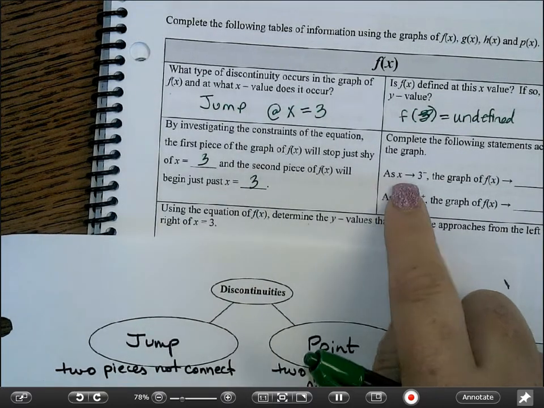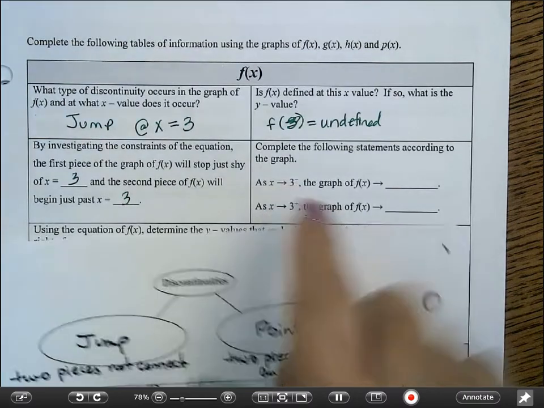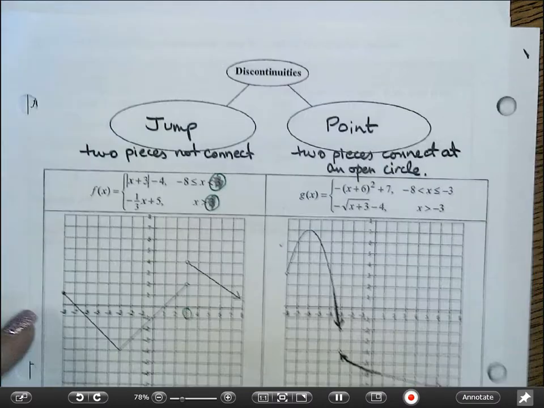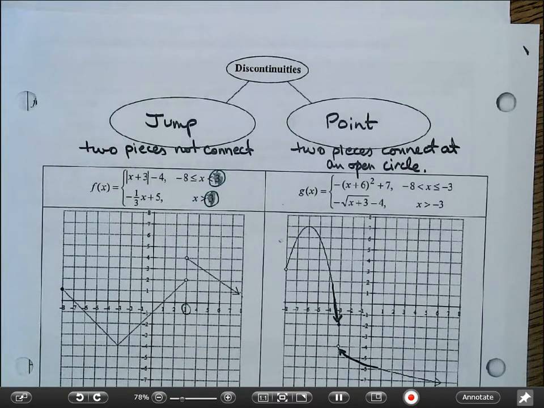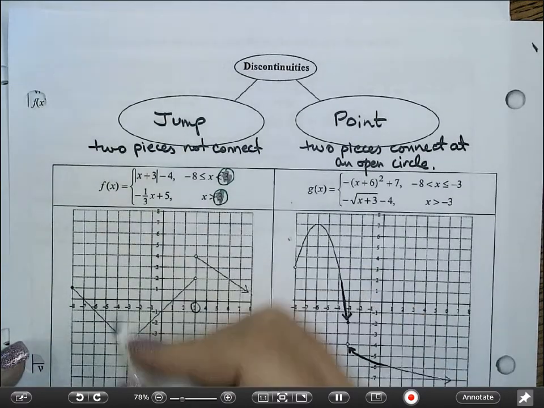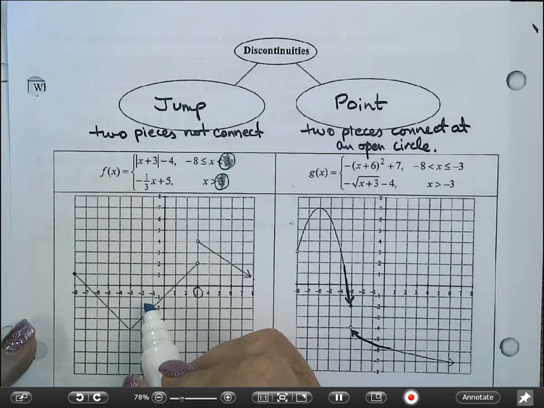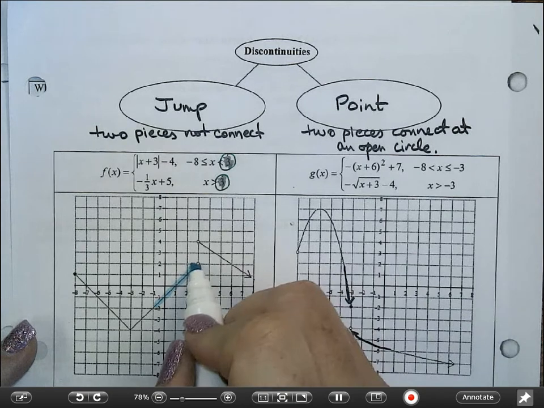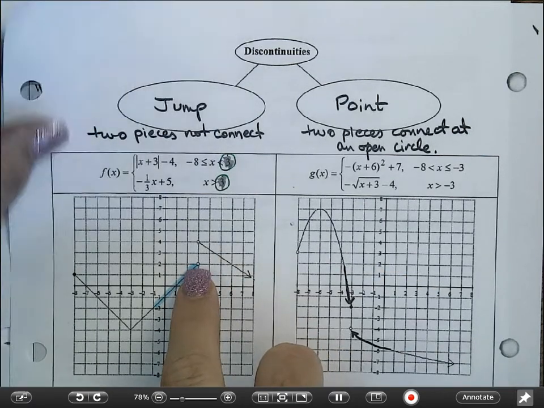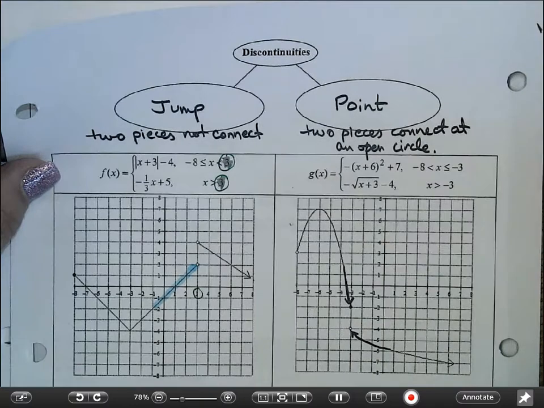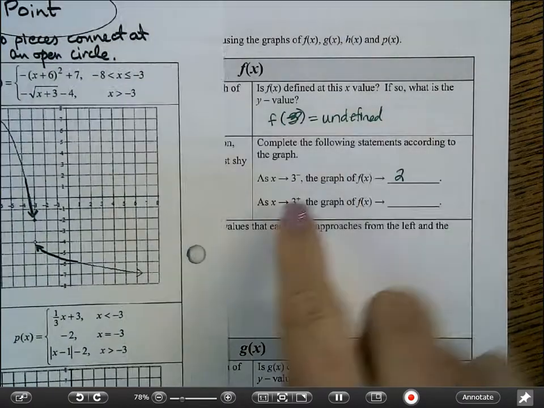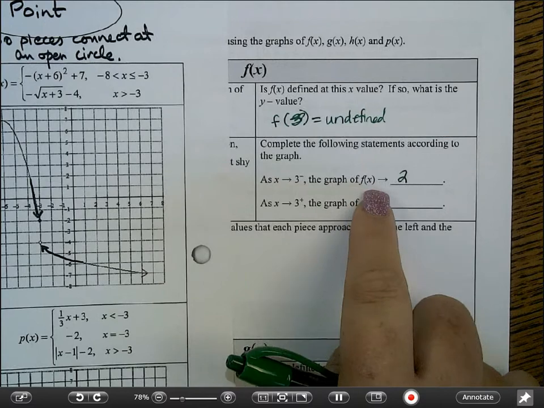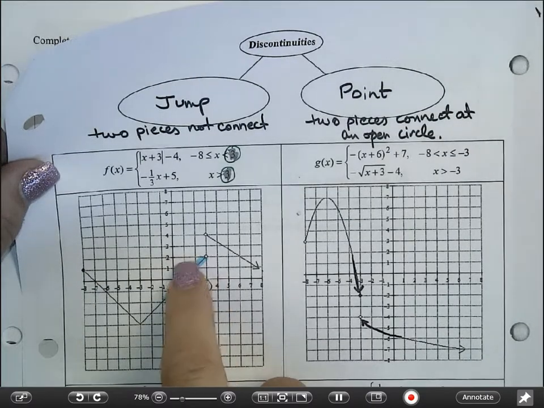Again, as x approaches 3 from the left. I want to be very clear when you're dealing with this. You are approaching from the left of 3. So you are on the left side of the 3 on the number line. So on the left side of 3, you are approaching a y value of 2. Approaching 3 from the left, the graph of f of x is getting to be a 2.